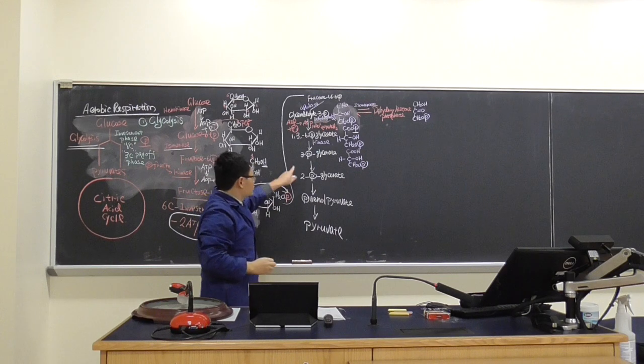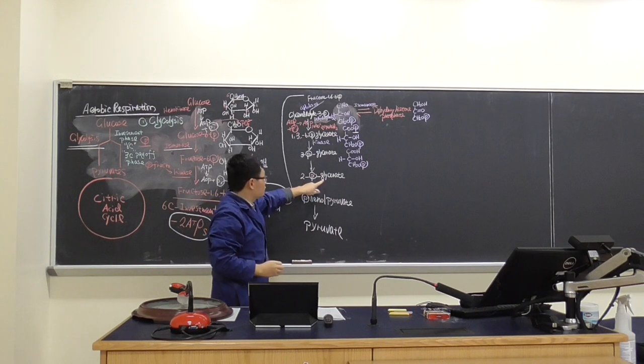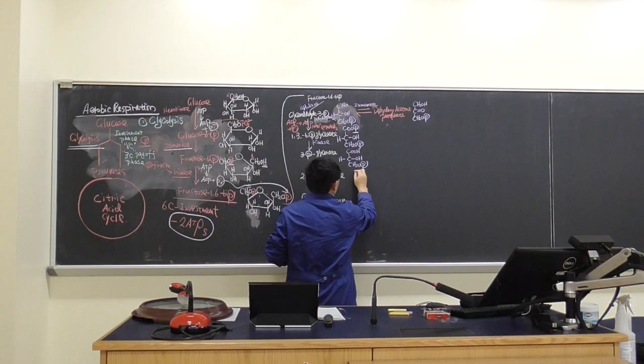Okay, 3-phosphoglycerate then becomes 2-phosphoglycerate. What does it look like?